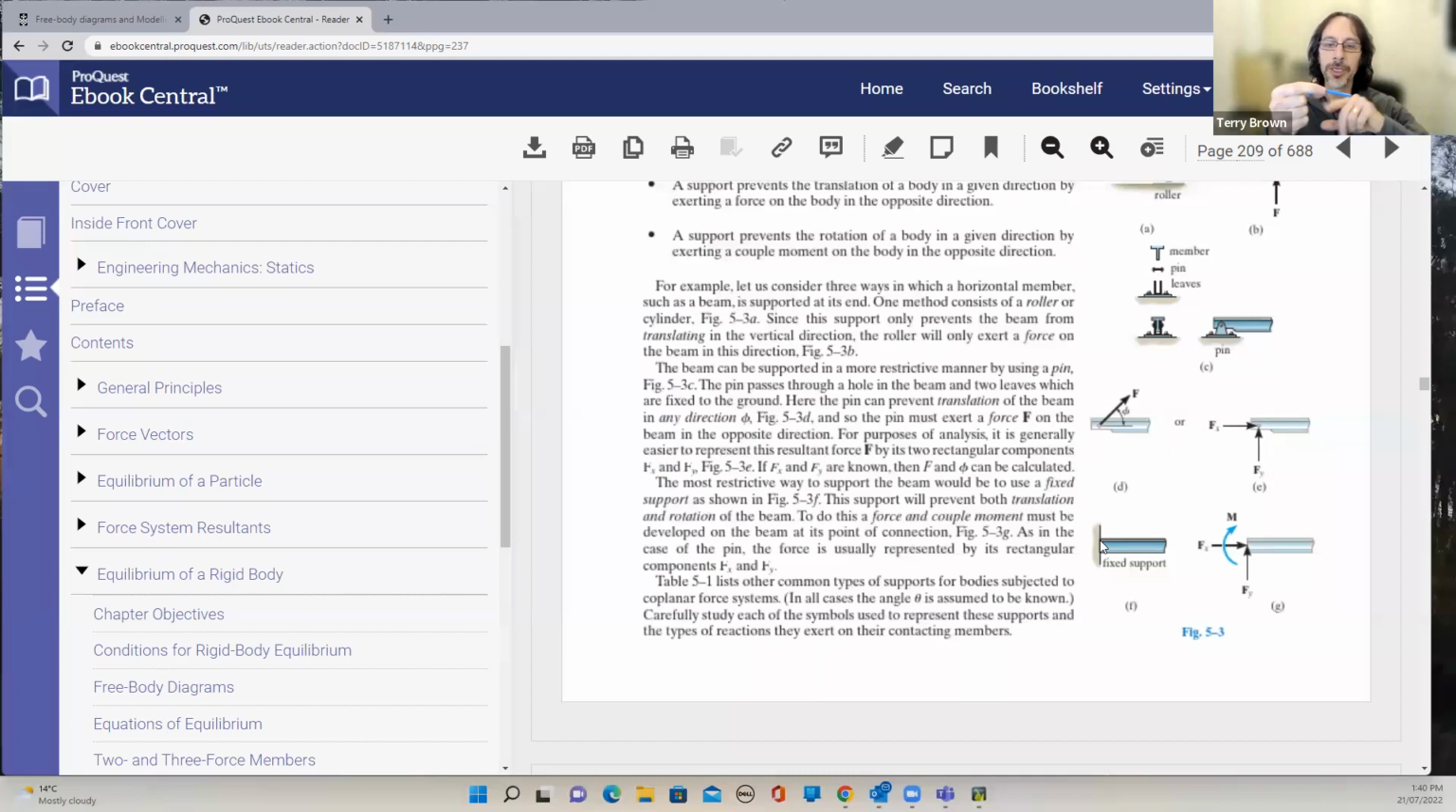So in that case, there would be no moment reaction. If I squeeze tight and prevent that rotation, then a moment is generated. All right, so let's go back to our problem.